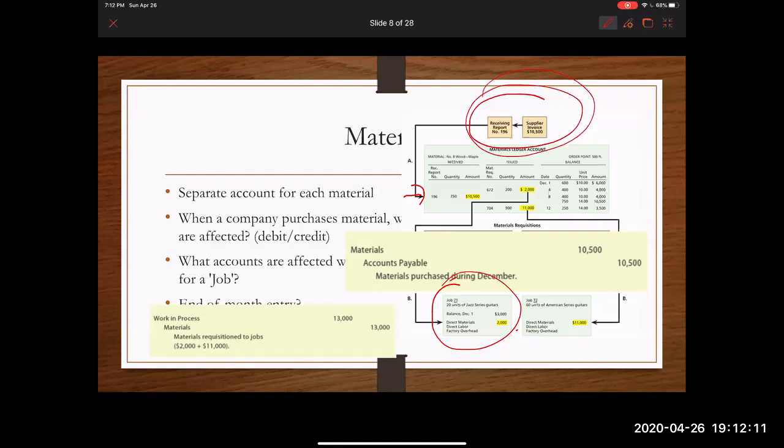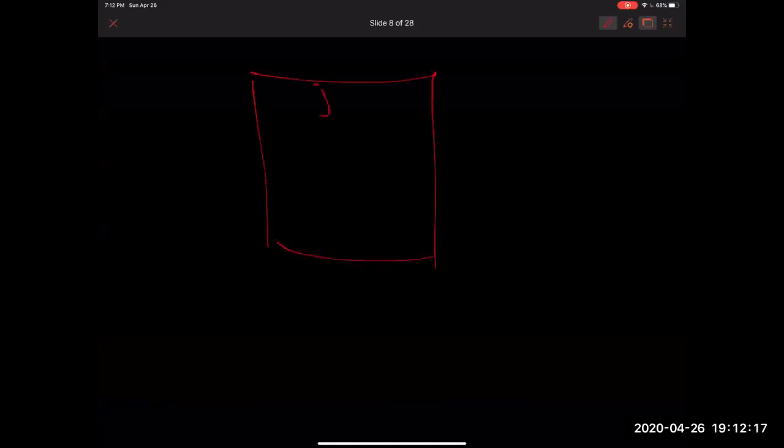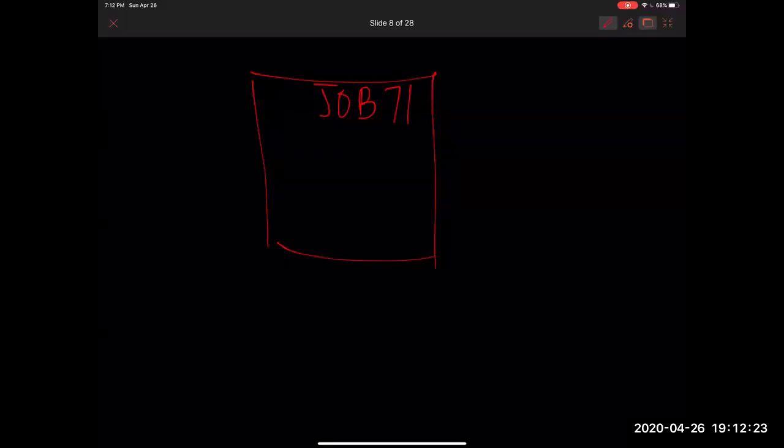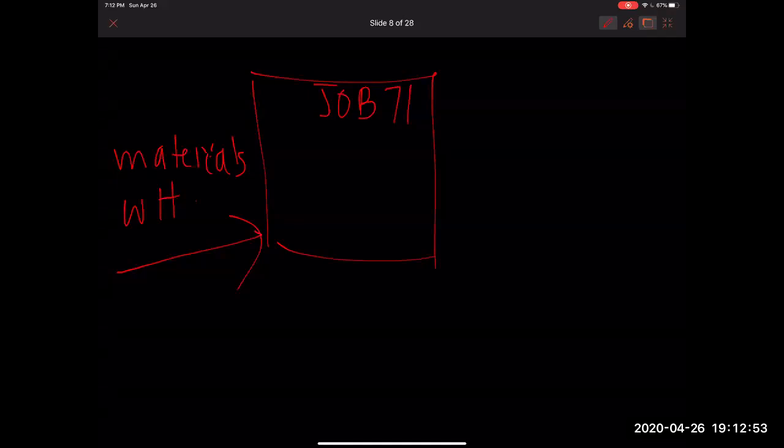Once we create this job number 71, we need to take these materials that are in the storeroom or the warehouse and apply them to this job. You have to do it on paper, that's what we're trying to get across. You can physically go with a forklift and move it from the warehouse to that part of the facility, but you have to move it on paper as well. Don't forget the paper trail.